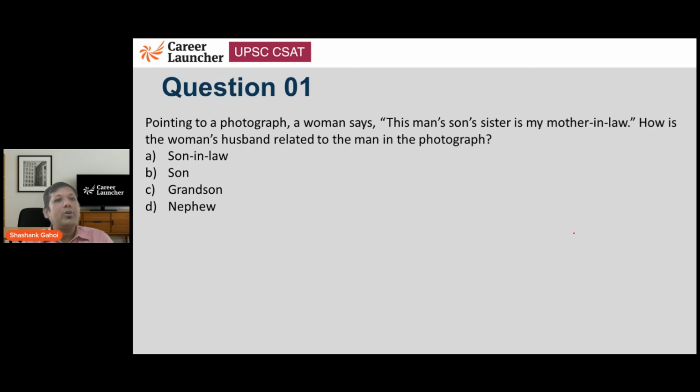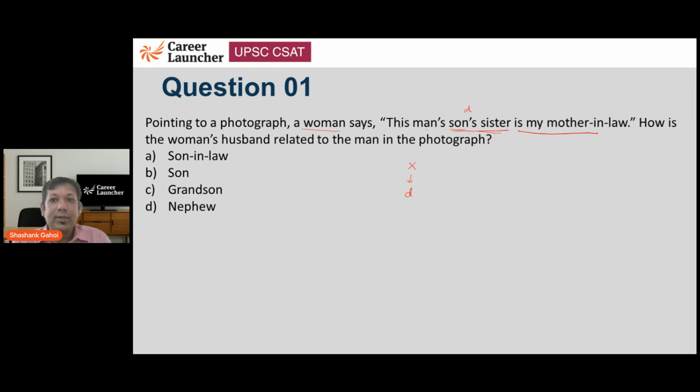So whenever we talk about questions of blood relation, always remember that knowing genders is extremely important. So now let's start with the first question. What does it say? A woman says, pointing to a man in a photograph, this man's son's sister. Okay, so son's sister is going to be daughter. So this is this man's daughter. Okay, so let's say that man is X and X has a daughter.